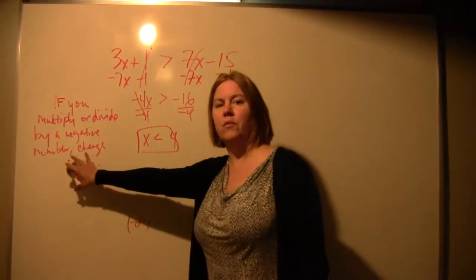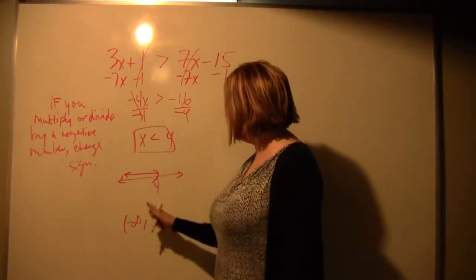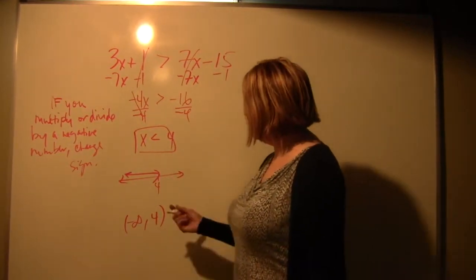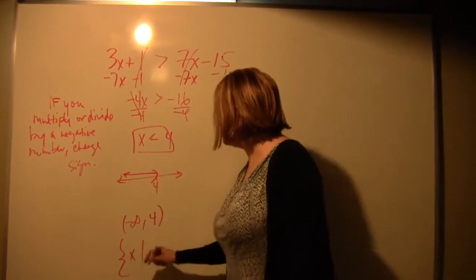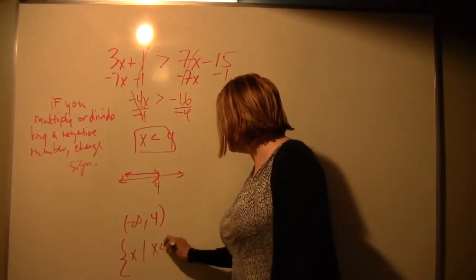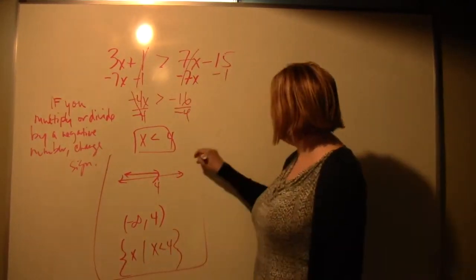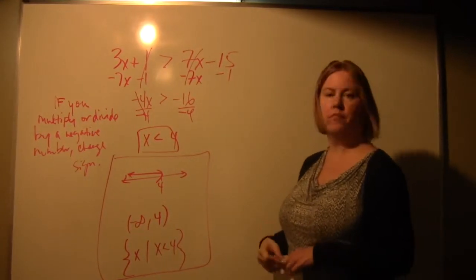Your interval notation is going to start at negative infinity. You always start from the left and go up with these, with the interval notation. So negative infinity up to 4 with a parenthesis. And then your set notation is the set of all x such that x is less than 4. Okay? So all 3 of these are ways to denote that solution right there.